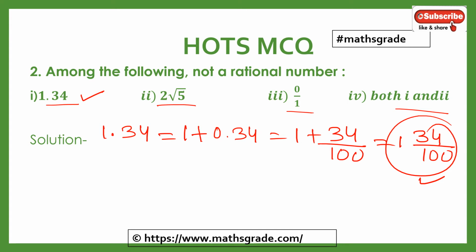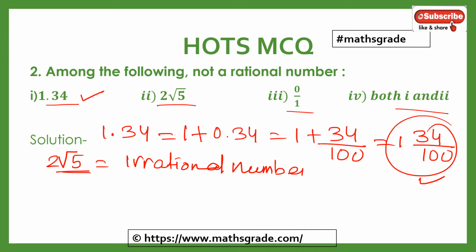2 root 5. Here root 5 is not a rational number. This is an irrational number. Root 5 cannot be expressed in the form P divided by Q. So 2 root 5 is not a rational number. This is an irrational number.